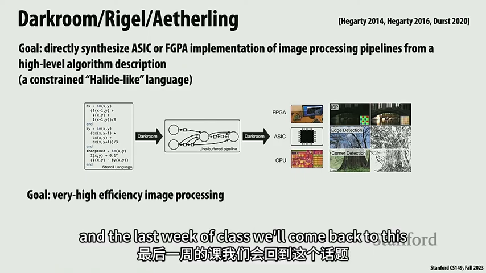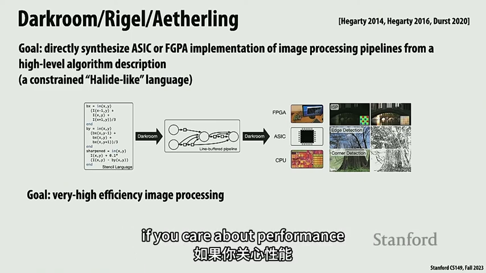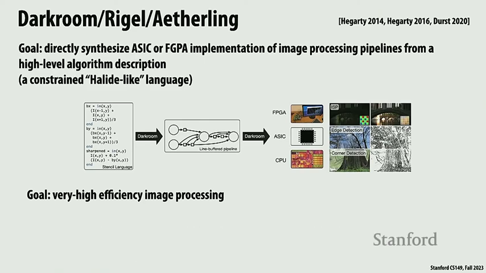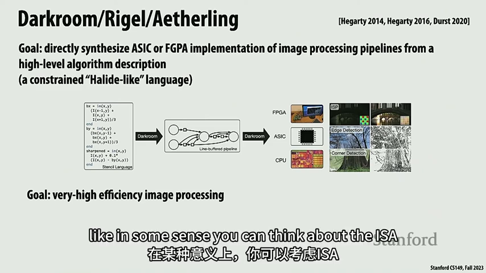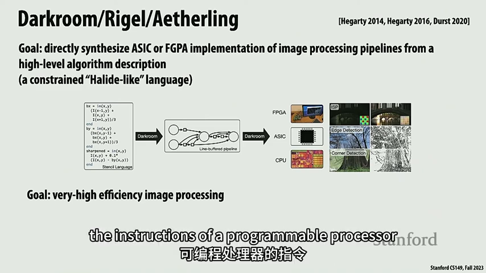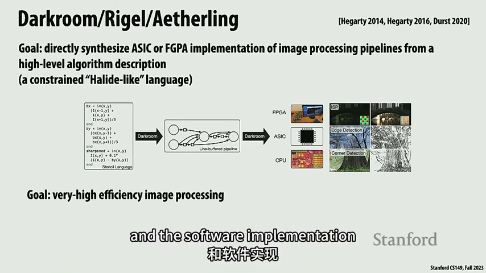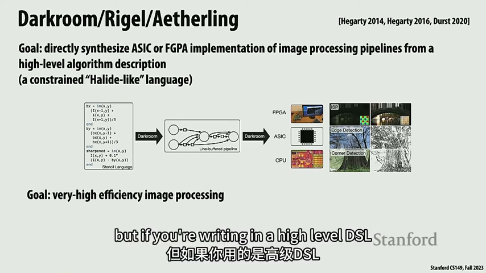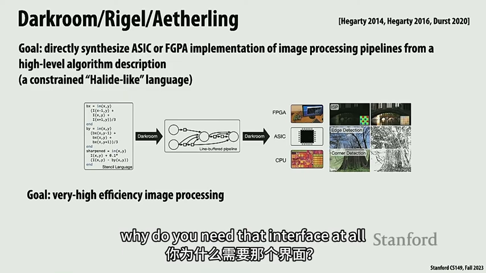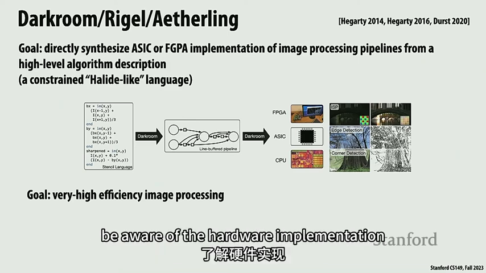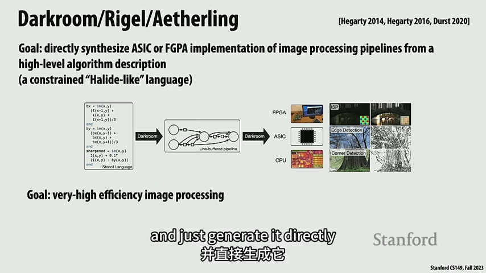In the last week of class, we'll come back to this topic more generally: if you care about performance, why are you taking on the baggage of all of these instructions? You can think of the ISA, the instructions of a programmable processor, as the interface between the hardware implementation and the software implementation. But if you're writing in a high-level DSL, why do you need that interface at all? Why don't you have the compiler be aware of the hardware implementation and generate it directly?